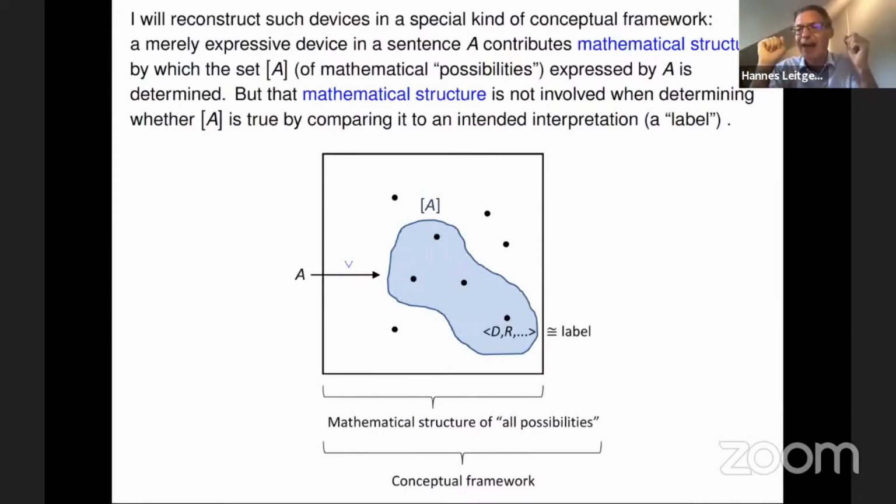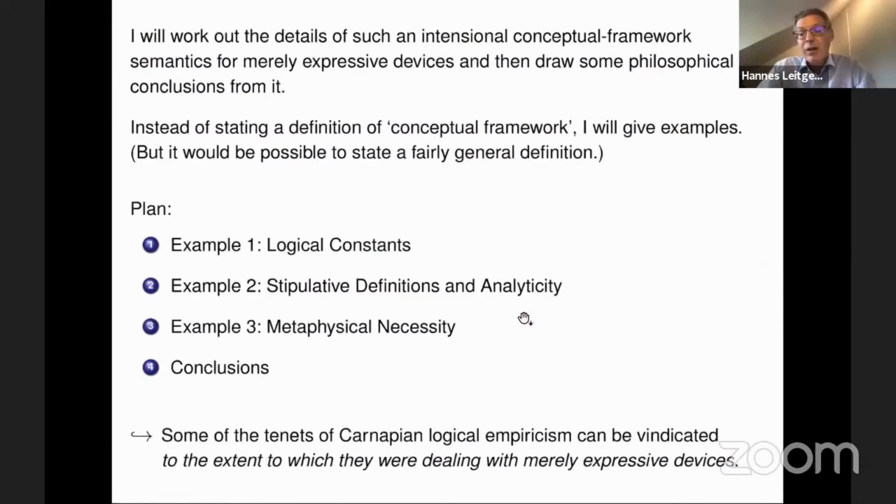And my conceptual frameworks are like that. They have this purely mathematical part, that's the unlabeled graph, and then you have a labeling. Typically, we label these mathematical entities, parts of these mathematical structures, with empirical entities, but anything really, in principle, could be a label. But it's good to think of it in the way that we label it with people and other things in the physical world or in the mind. So those will be my conceptual frameworks, and they will be my main tool of making this talk of merely expressive devices more precise. I will work out the details of such an intensional conceptual frame semantics for these merely expressive devices. And once we have it, I will draw some philosophical conclusions from it.